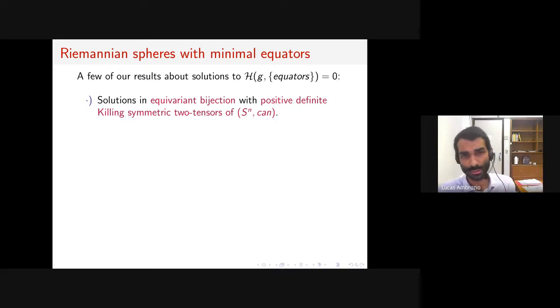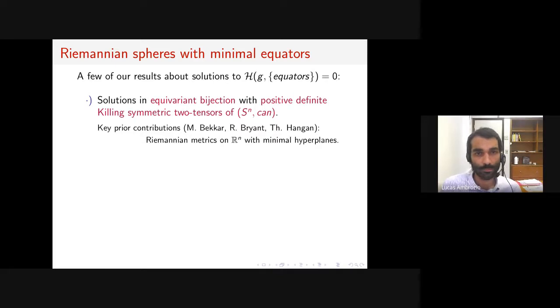And so this bijection is telling us that the set of solutions is an open subset of a finite dimensional space whose elements we can describe explicitly. I have to mention key prior contributions by especially Theodor Hunger, who studied Riemannian metrics on R^n with minimal hyperplanes.